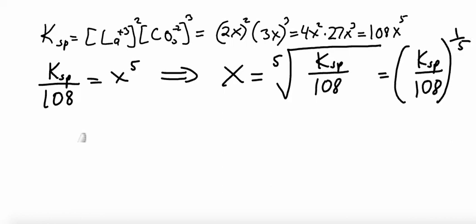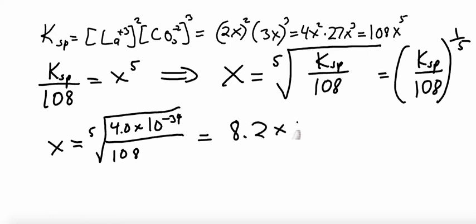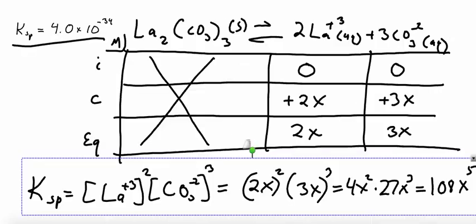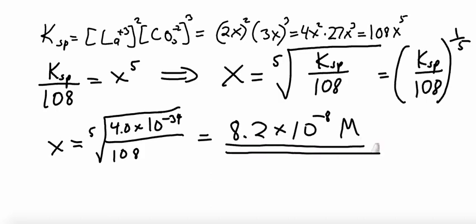Okay, great. So let's plug those numbers in. So x is equal to the KSP, which we said was 4.0 times 10 to the negative 34th, and we divide by 108. And that is equal to 8.2 times 10 to the negative 8th. This number, since we're calculating concentrations, does have units. If we go back to our ICE table, we can see that we wrote everything out in molarity. So this is 8.2 times 10 to the negative 8th molar. And that is the solubility of our salt in pure water.